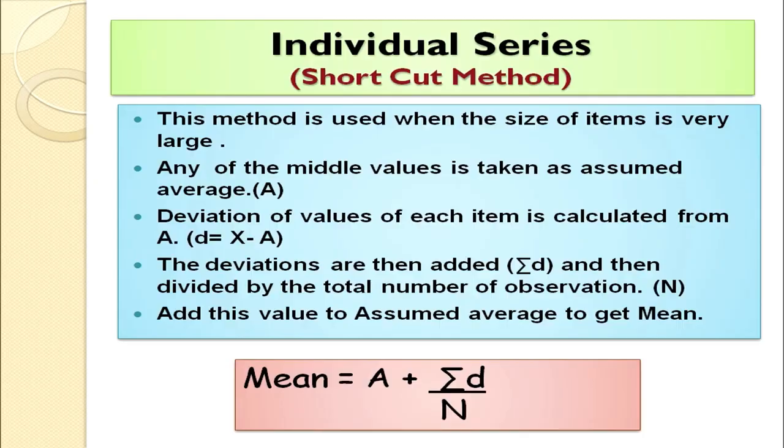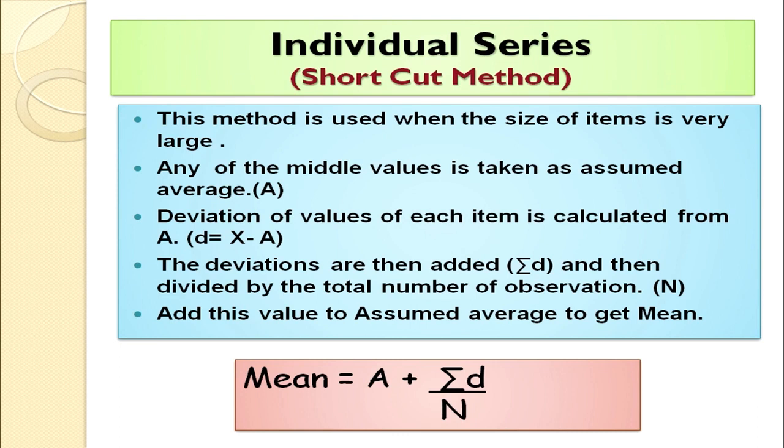Now, we are going to discuss individual series further. As we have seen, the total number of observations was 5, we summed it up, and then we calculated mean in case of individual series by direct method.